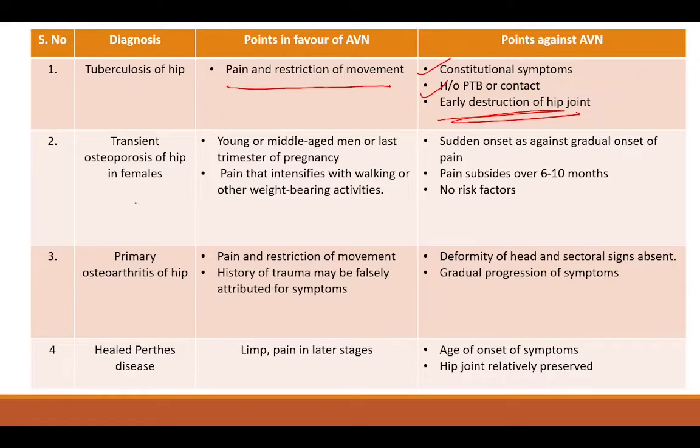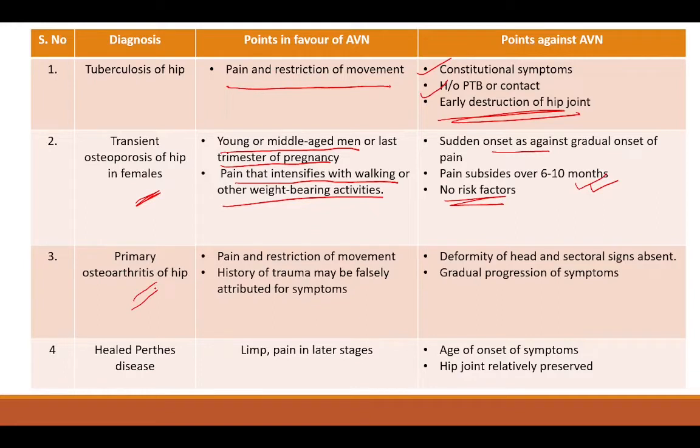In case of transient osteoporosis of the hip, a young or middle-aged man or a female in the third trimester of pregnancy are typical candidates. Pain that intensifies with walking or other weight-bearing activities is typical of this disease and it also favors AVN. However, a sudden onset of symptoms is seen in this disease, unlike AVN. The pain subsides over 6 to 10 months in this disease, unlike AVN where the pain progressively increases without intervention, and no obvious risk factors have yet been identified for this disease.